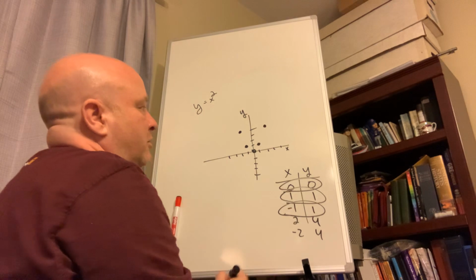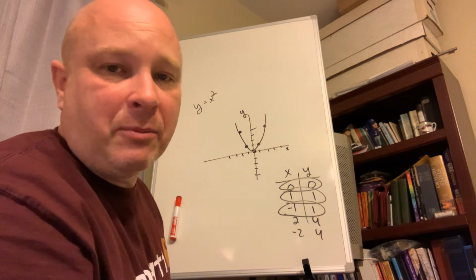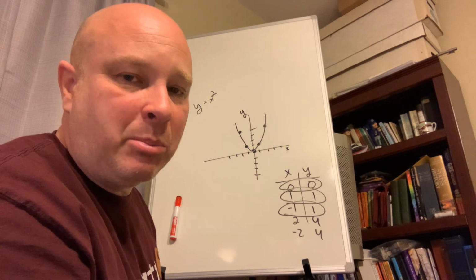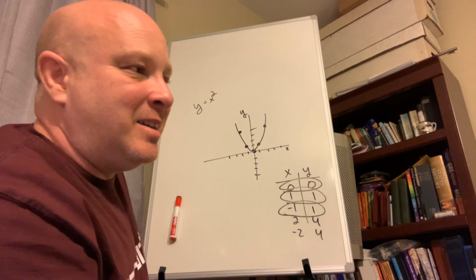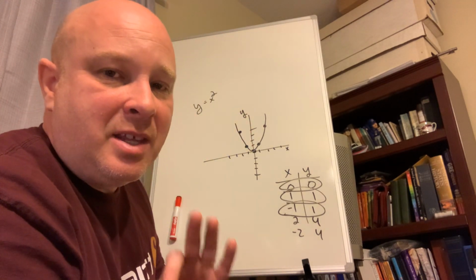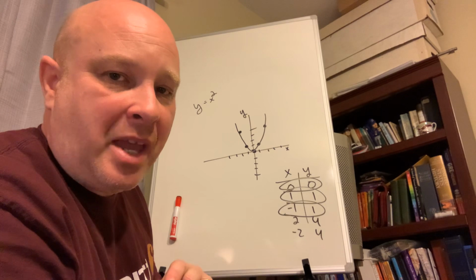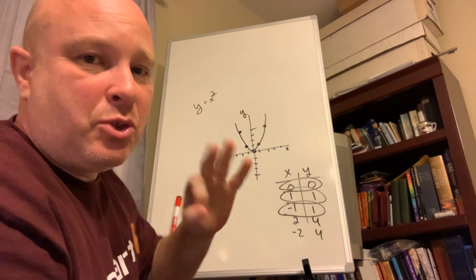When x equals negative 2, y equals 4. And so we end up with this. This is our parabola. This is the simplest of all of our quadratic equations. Now, I'm going to describe three ways that this parabola can change based on what I do to my equation. I can do three things to it.